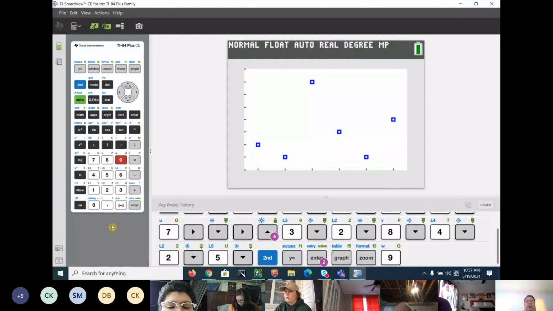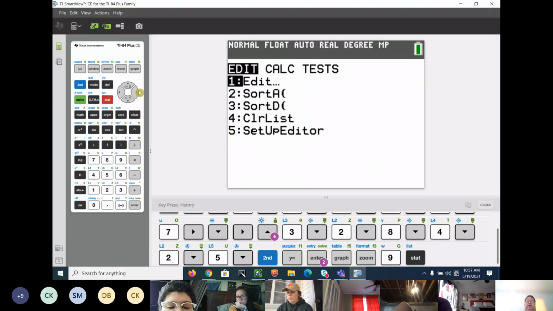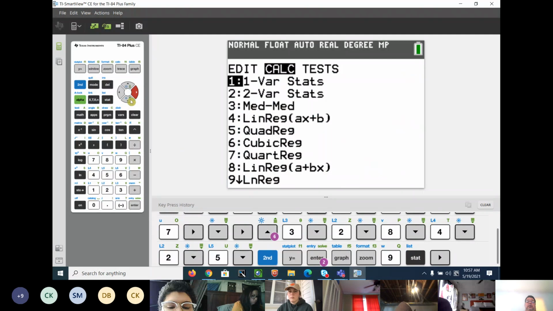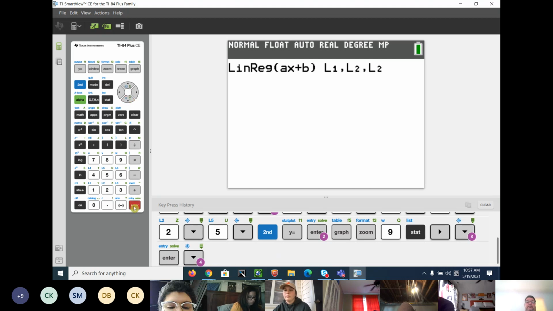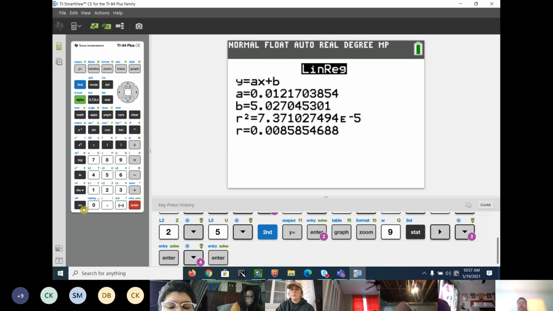But now is where you've got to find your linear regression line. Now, how do you do that, Hubert? Well, you hit stat, calculate, linear regression. Hit enter, and it's already done for L1 and L2. That's defaulted. And go down and hit calculate. There is your equation for your best fit line.